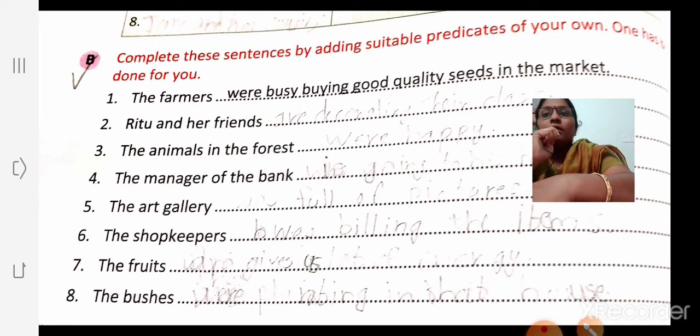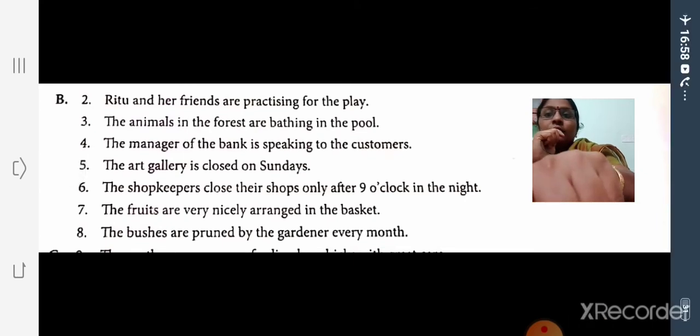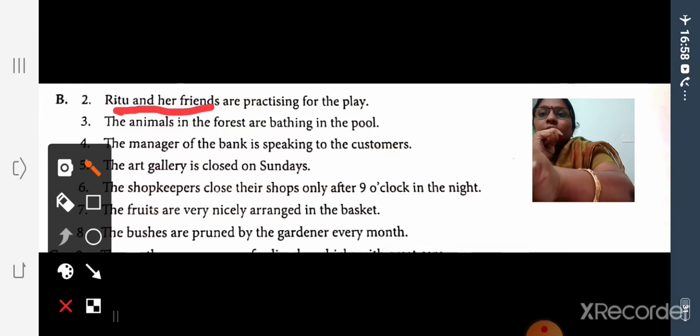Then Ritu and her friends. Ritu and her friends are decorating their classroom. Then the animals in the forest. You can write your own sentences. I have written: the animals in the forest are bathing in the pool.